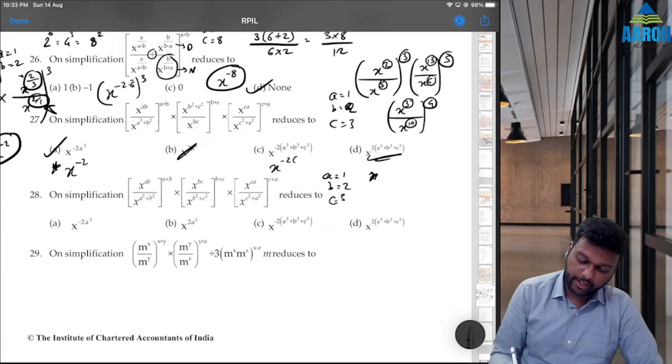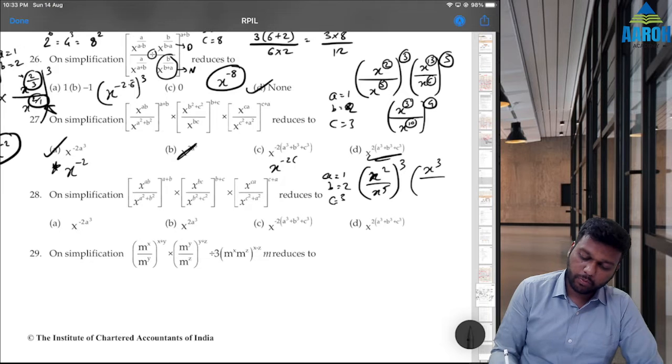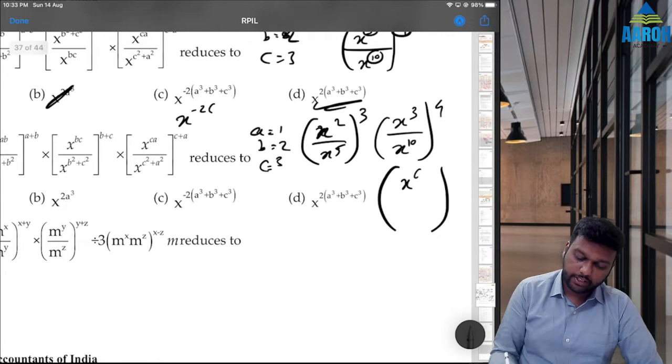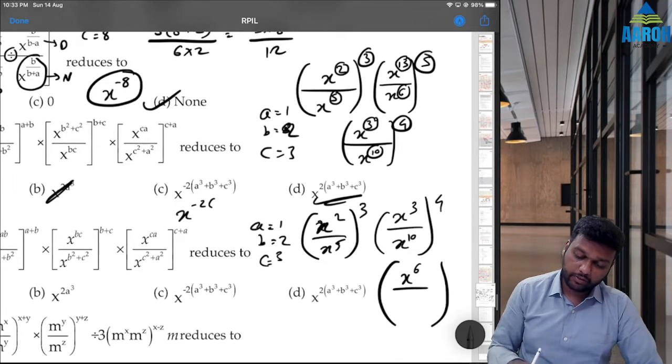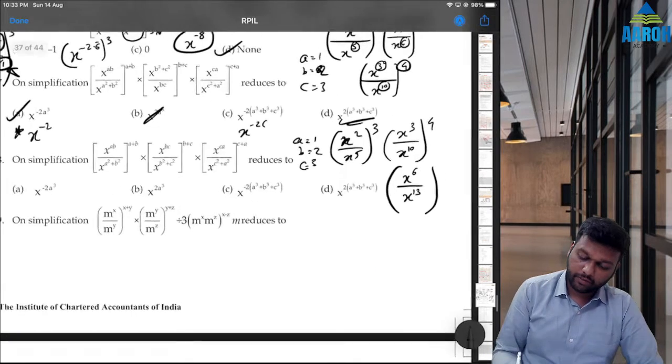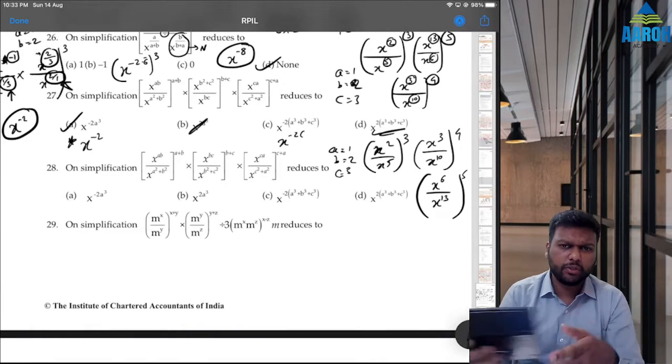x square by x raised to 5, whole bracket raised to 3. The middle term will be something different. The third term will be x cube by x raised to 10, whole bracket raised to 4. Let's find what the middle term is. x raised to b into c is what? 2 into 3, 6. And b square plus c square is what? 13. Whole bracket raised to b plus c is what? 5. Right. Again, let's do it on calculator.